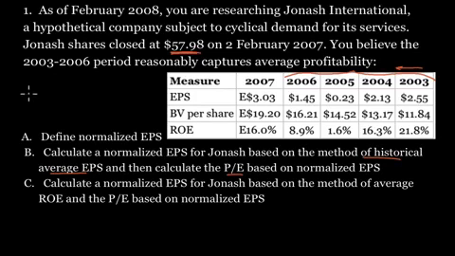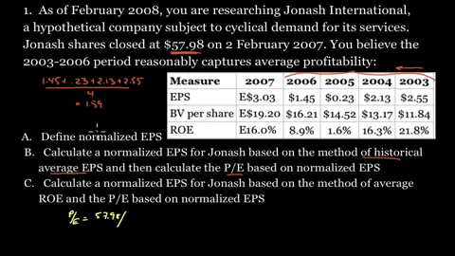Well, it's really just the sum of all the four EPS, right? So 1.45, 2.23, 2.13, and 2.55. Add them up and divide by 4, and we'll get 1.59. So to calculate the PE based on that, our price is $57.98, and we divide by 1.59 as our earnings. We will get 36.465.